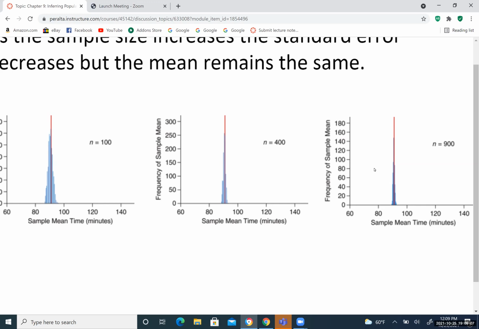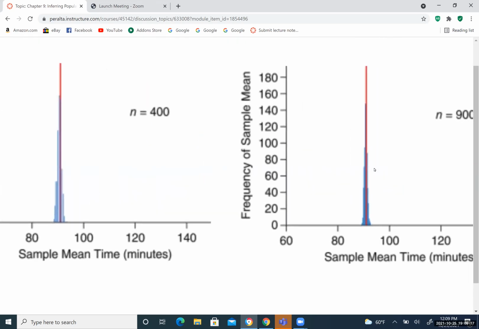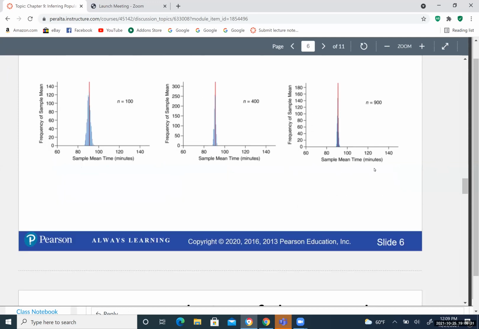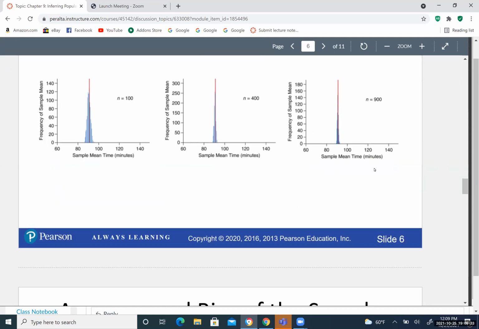But the third one is n equals 900, where n is the sample size, 900 data. You can see they stick together and it makes the standard error, or the standard deviation, very small, which is good. So all of this will be normal, looking like a bell shape.